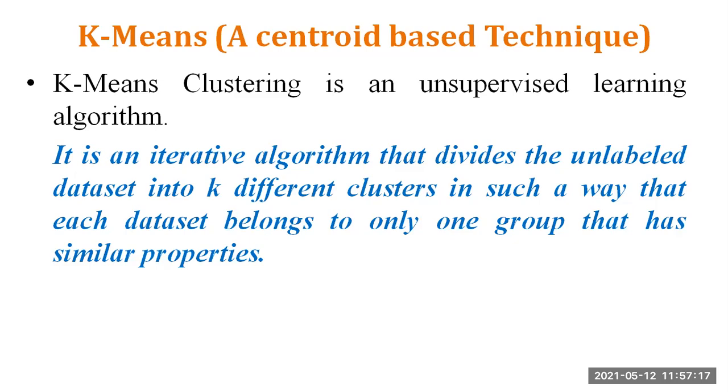K-means follows this principle, because you need to follow a number of iterations to understand the concept. It is an iterative algorithm that divides the unlabeled data set. So whenever an unlabeled data set is given to us, k-means will iterate the algorithm, which will divide the data into k different clusters. The k value depends on the type of data set you have and the size of the data set.